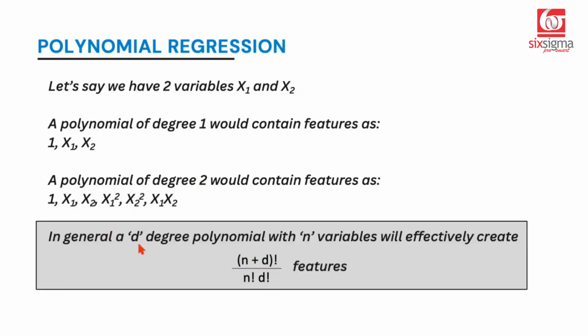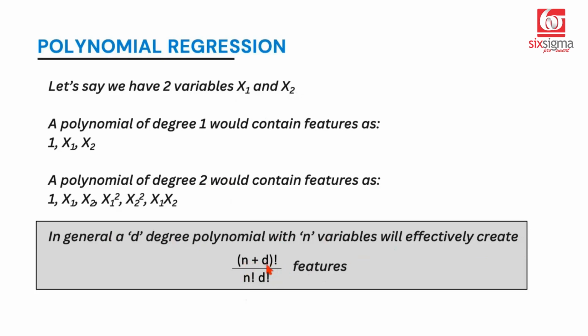So in general, if we have a d degree polynomial with n variables, we will effectively create factorial of (n plus d) divided by factorial n times factorial d features. Let's put some numbers to this equation. We had a 2 degree polynomial with two variables, x1 and x2, in the previous case. So we'll put this as 2 and this as 2.